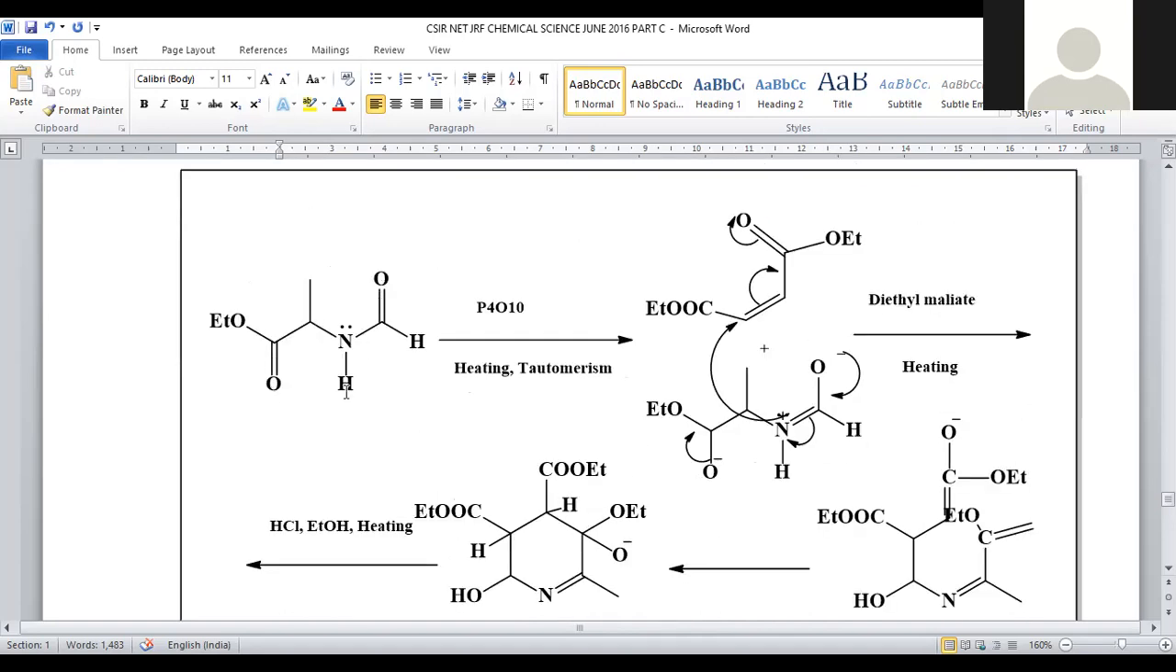Here we have an ester and amide linkage treated with P4O10 and heating. So it participated in tautomerism. How will it be? Here, a double bond and O minus will be generated, and here also we got O minus, right? So whenever it participated in the tautomerism, here it turned into a quaternary nitrogen. A nitronium ion is generated.